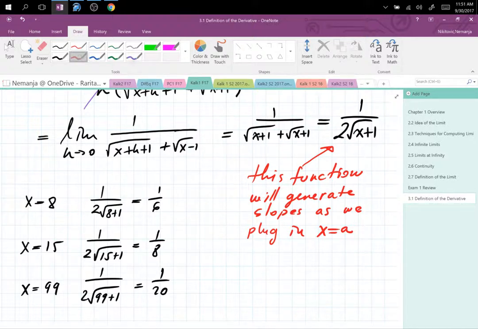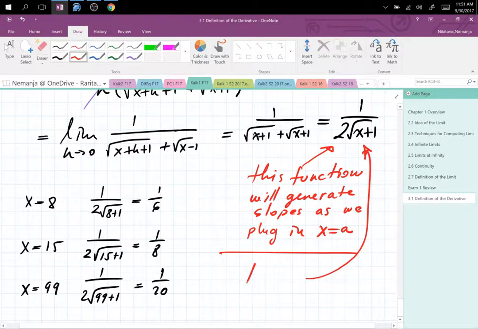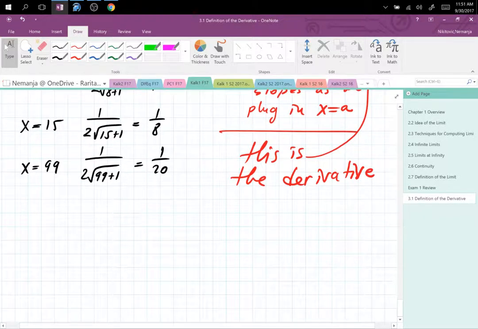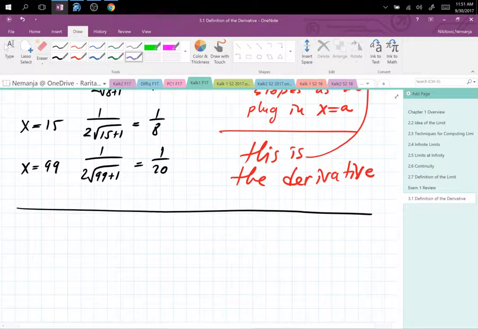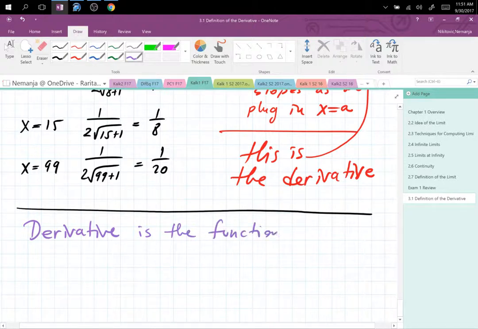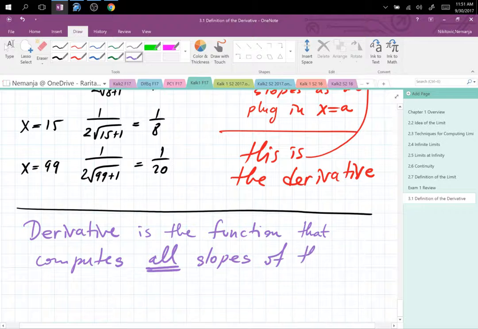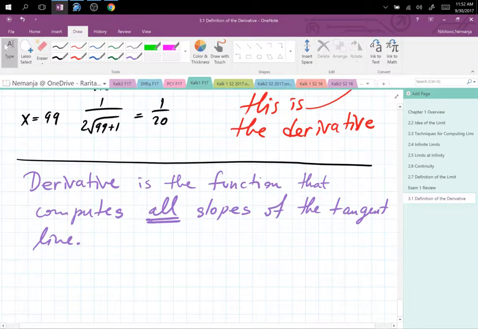So this is the derivative. And then we can write: derivative is the function that computes all slopes of the tangent line. How many do you have? Infinitely many. But see, derivative is a function of x. You tell me x equals 8, I plug that in the derivative and it spits out the slope. You tell me it's 1/3, no problem.